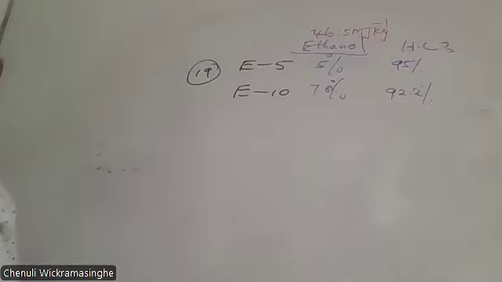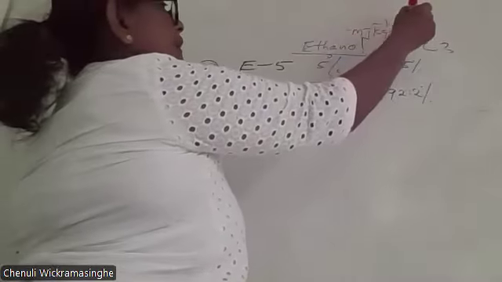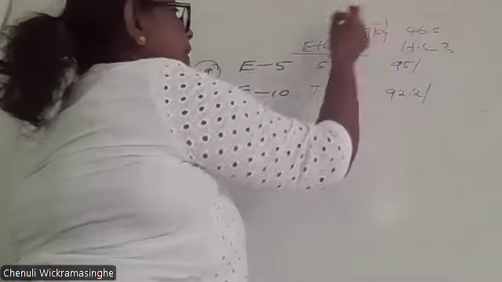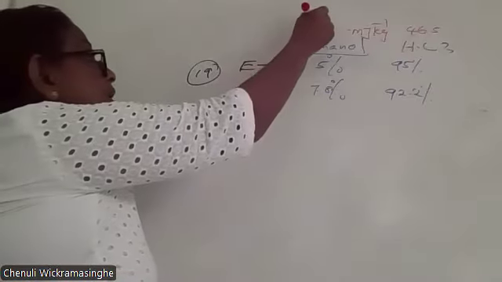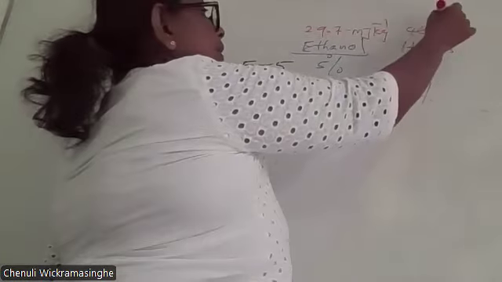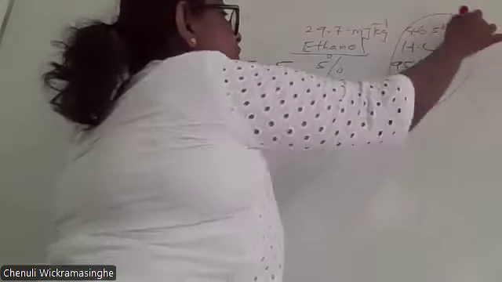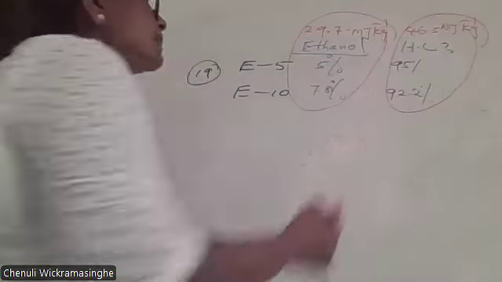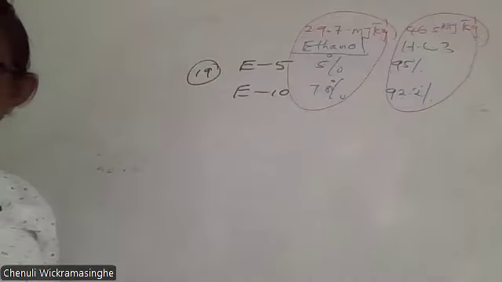Also, the energy density of hydrocarbon is 46.5 and the energy density of ethanol is 29.7. 46.5 megajoule per 1 kilogram is the larger quantity, released by hydrocarbons. So once you arrange the given information, it is much easier.